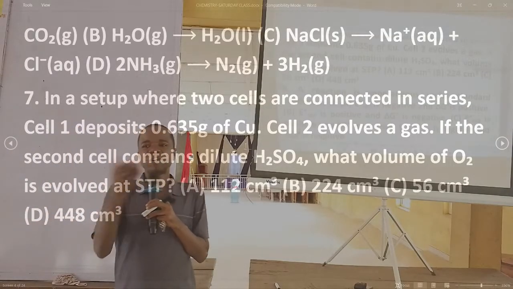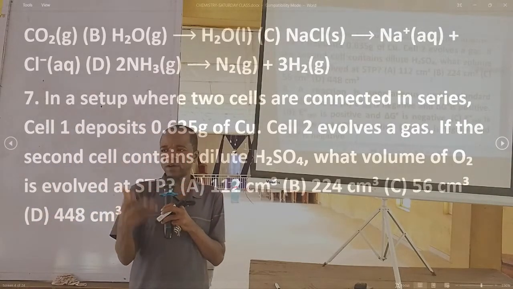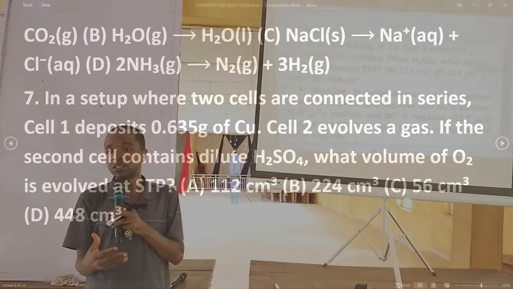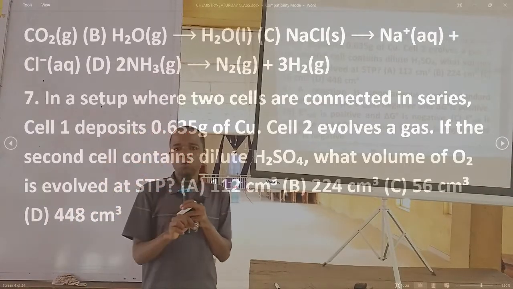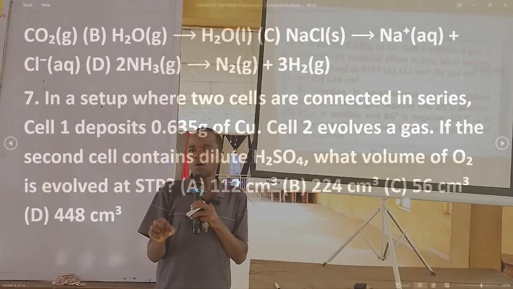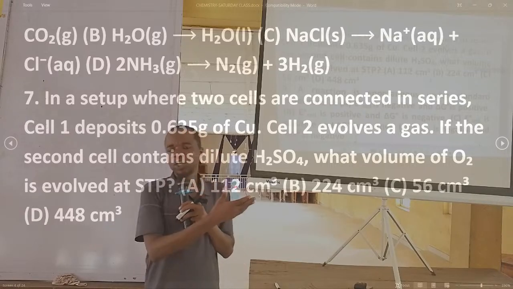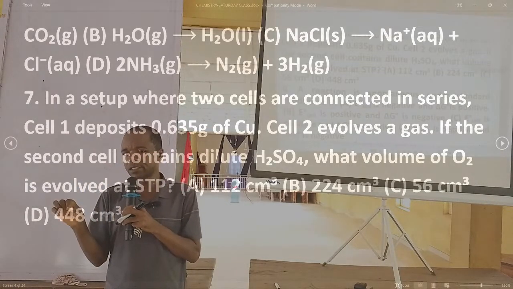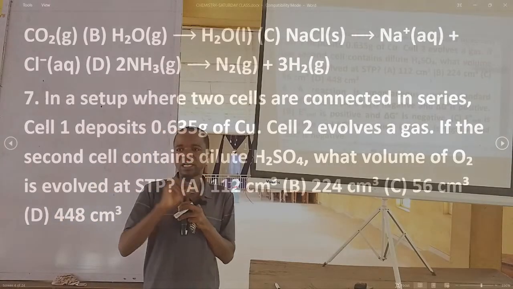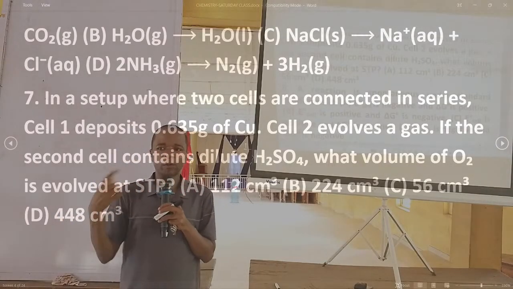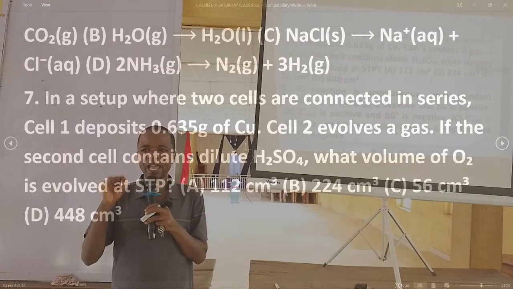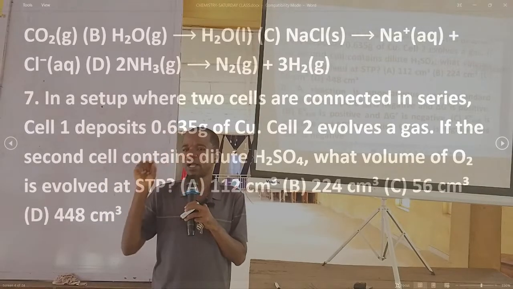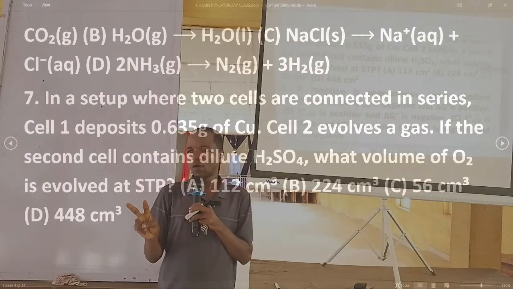Or you can define it another way by saying that Faraday's second law of electricity states that when the same quantity of electricity is passed through different electrolytes, the mass of the element discharged or deposited is directly proportional to their electrochemical equivalent. So these are the two ways of defining it.